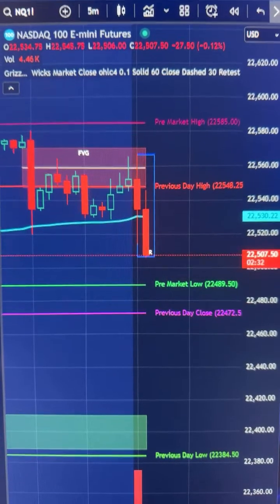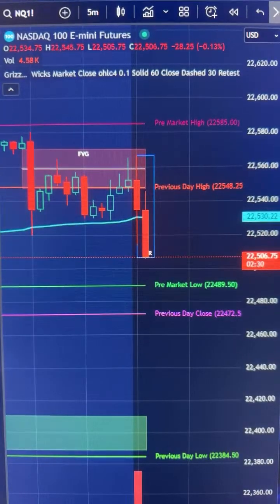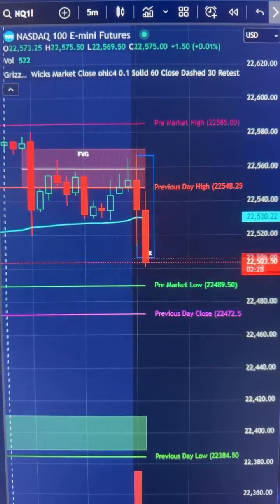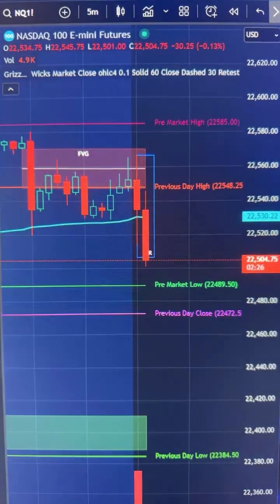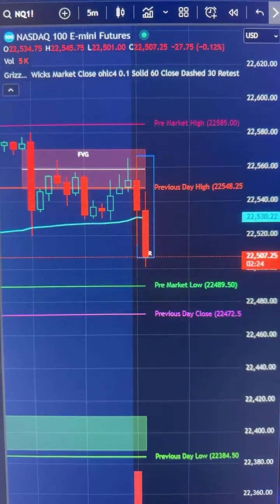This 22,480 area on NQ is what I'm watching for bounce. I guess I better log into my broker.